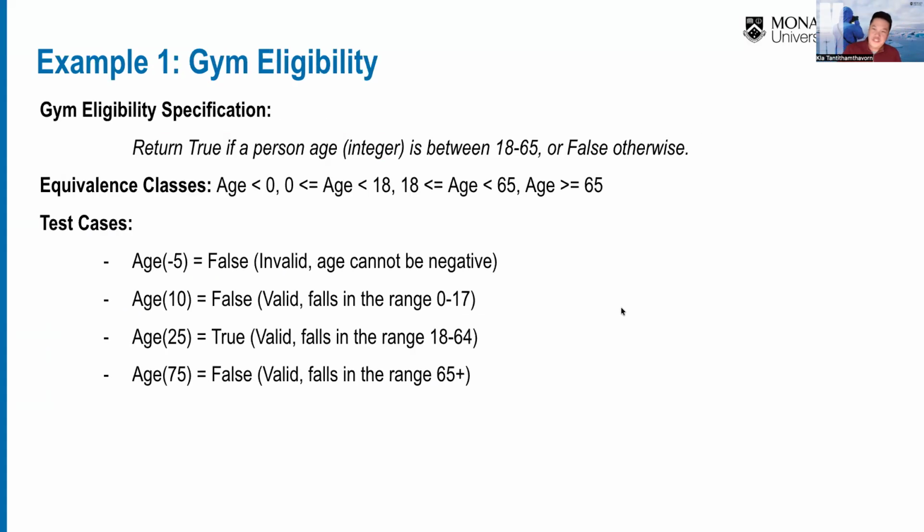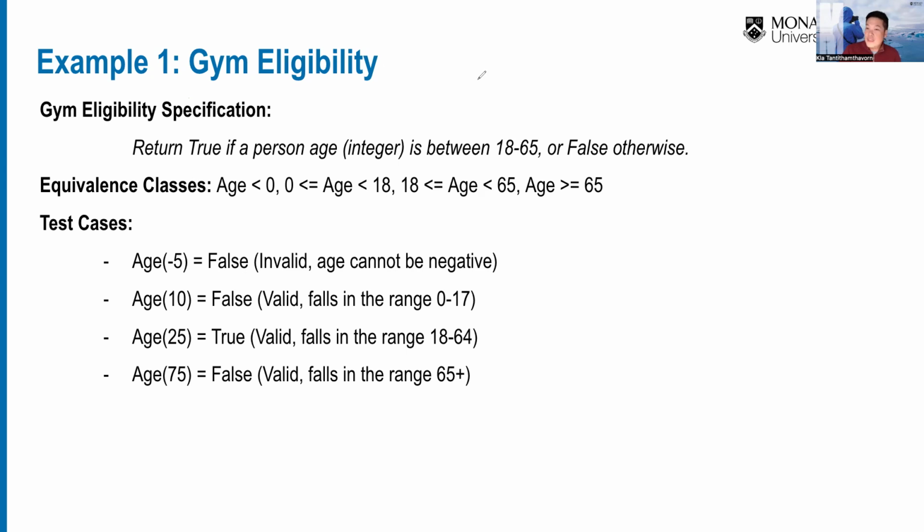All right, you guys are so familiar with the gym eligibility. The requirement here is that it should return true if a person's age, which takes an integer, is between 18 and 65, otherwise false. That's 18 to 65 inclusive.